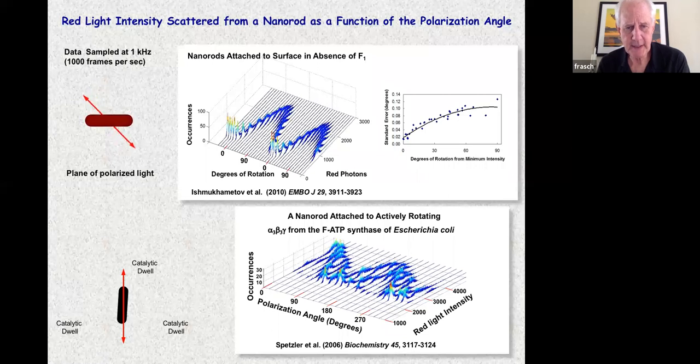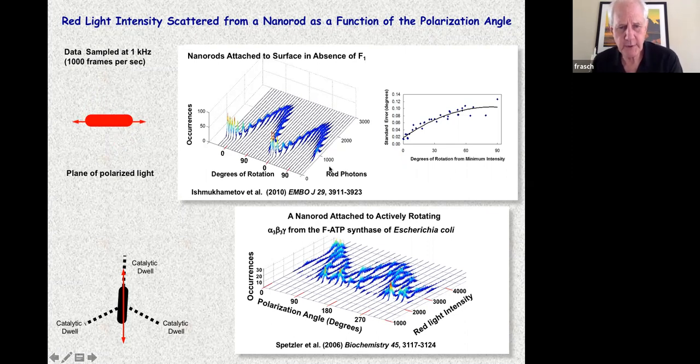and what happens is you'll see that as we monitor the rotational position, we see a sinusoidal change as a function of the rotational position. It's maximum at 90 and close to zero intensity at 0.